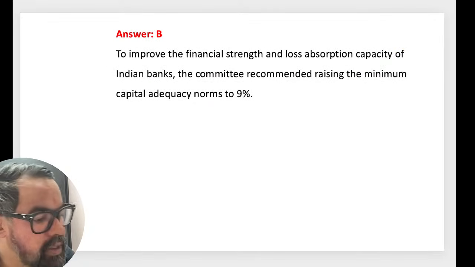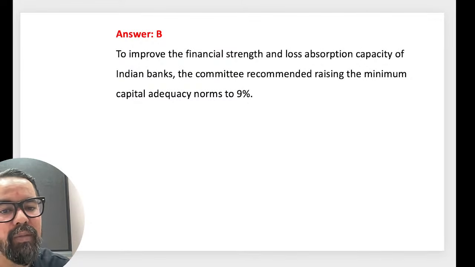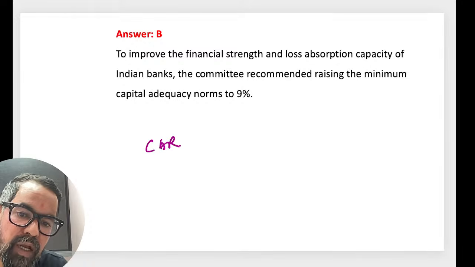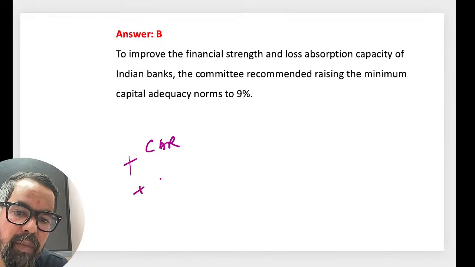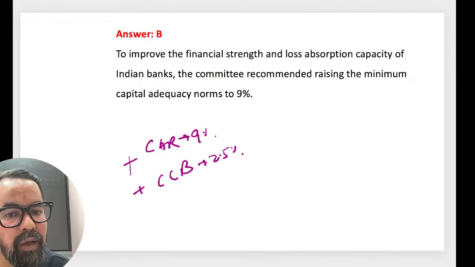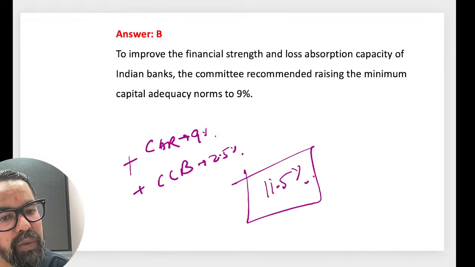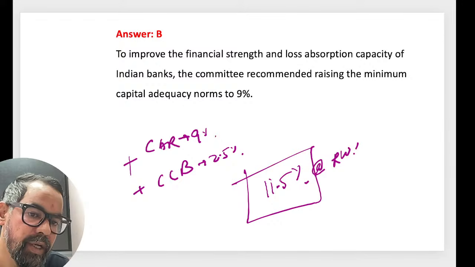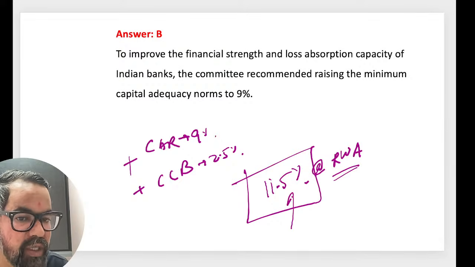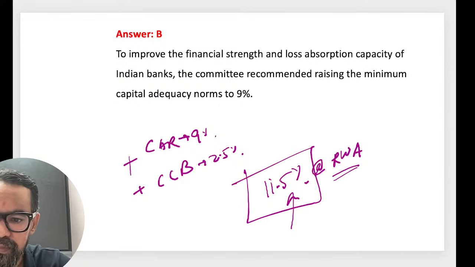Alright, so it is 9%. And do not confuse, so we have CAR of 9% plus CCB of 2.5%. So eventually it comes to the overall capital which we need to maintain, that is 11.50% of risk weighted assets, ठीक है. Sometimes you'll get confused with this one, do not get confused with that one. Alright, चलो next one guys.